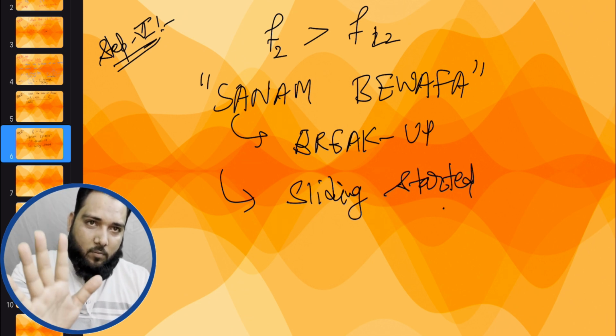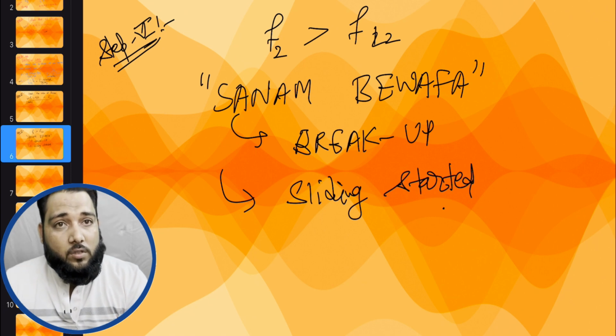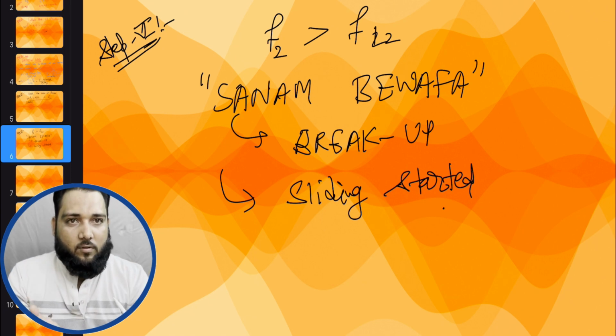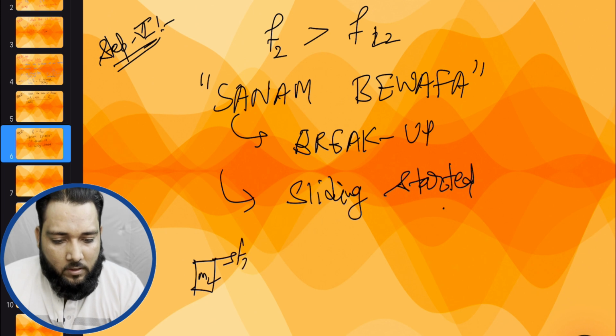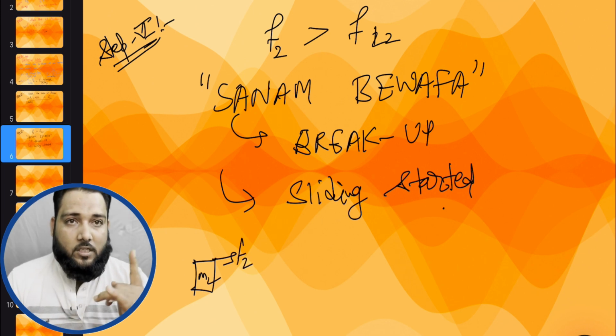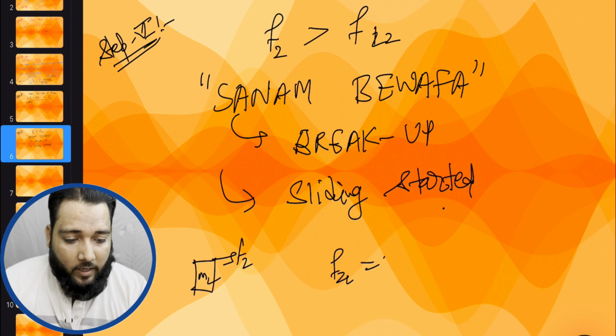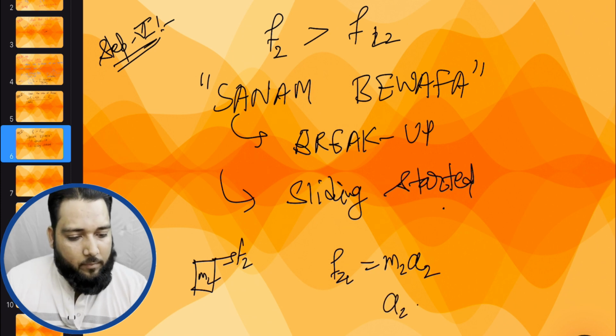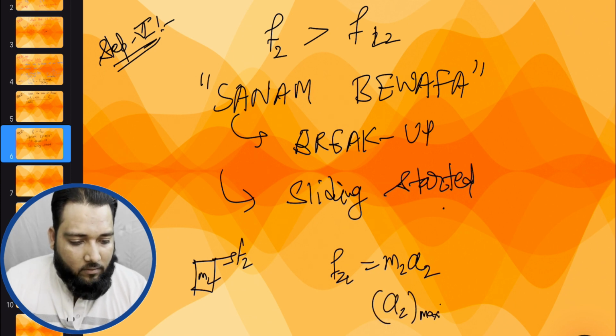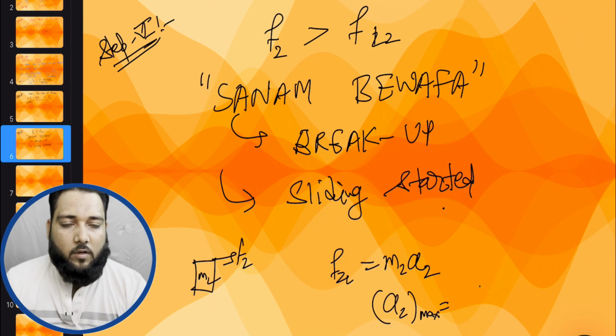Because friction has a limiting value, FL1. Friction can't go beyond the limiting value, guys. And for the M2 block, the only force responsible for moving is F2. But F2 can go only to its limiting value. So the friction will be the net force, M2 into A2, the acceleration of the M2 block. A2 will be maximum because we are taking the maximum value of friction.